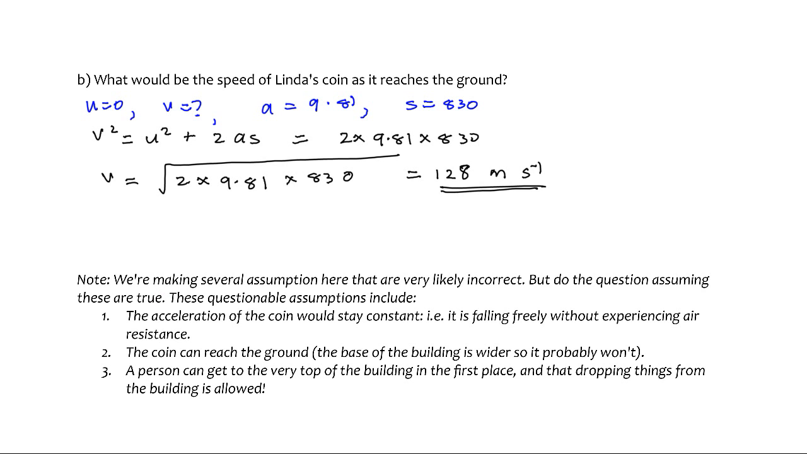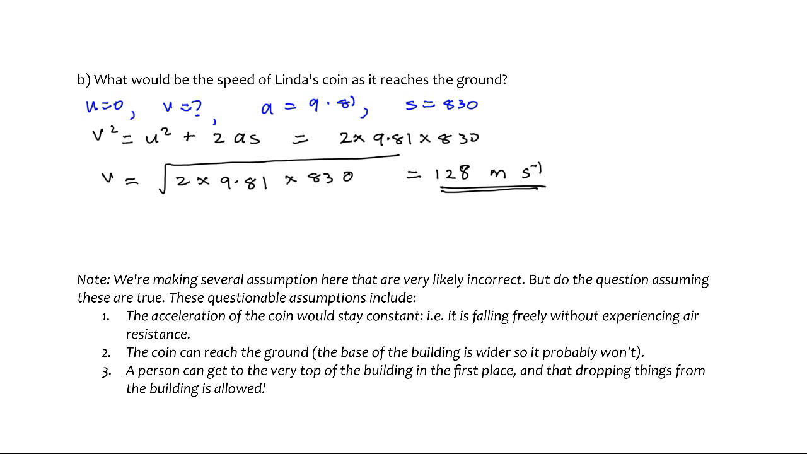Some of these assumptions are the ones here, and I think the biggest assumption is that the acceleration is constant. That means it's falling freely without experiencing any other forces like air resistance. If a force like air resistance acts, then the acceleration is not going to be constant. It's actually going to slow down. So because of that, I don't think it'll actually reach 128 meters per second. I think it'll be much smaller than this value.